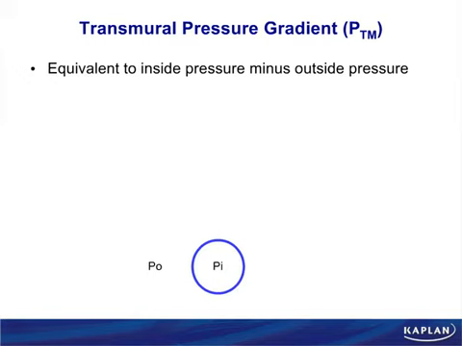Let's just take a very basic diagram. Got a little circle down there. That could be an alveolus, could be a blood vessel, could be a small airway. Doesn't matter. We have a pressure inside and we have a pressure outside. The transmural pressure gradient, inside minus outside, is all just telling us the pressure difference across the wall. That's it. So I take the inside minus the outside.